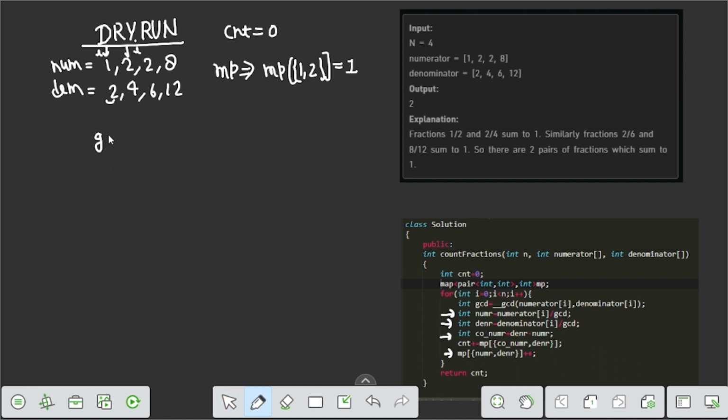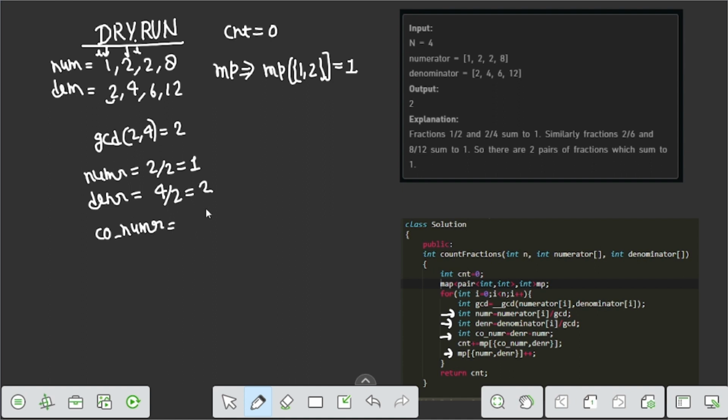So the GCD of 2 comma 4 becomes 2. So the new numerator becomes the numerator divided by the GCD, which is 1, and the new denominator becomes the denominator divided by the GCD, 4 divided by 2, which is 2. Now we calculate the co-numerator. Here the fraction is 1 by 2, so denominator minus numerator, 2 minus 1, gives 1.